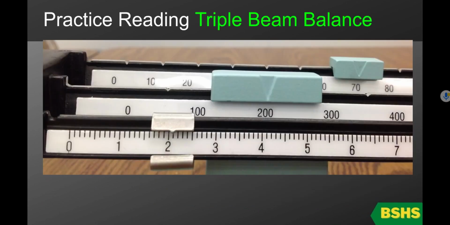Now it's your turn to practice reading a triple beam balance. Based on the location of the weights on the 3 scales, what is the mass of the object you're measuring? Pause the video here to do the calculation. Okay, the total should have been 272.1 grams.